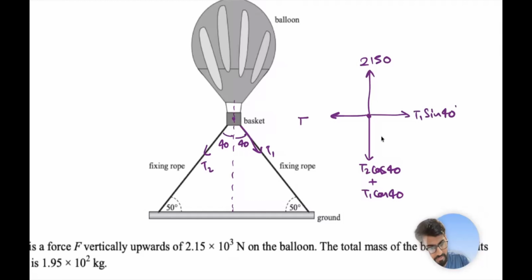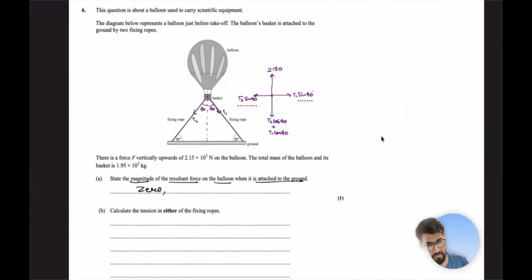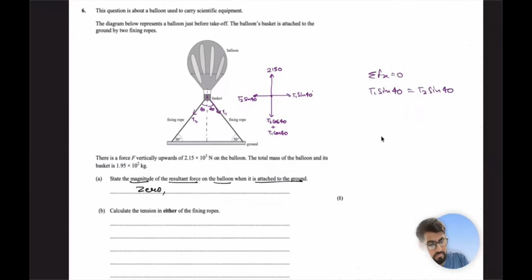And this will be T2 sine 40. I know that it has been tied, so fixed rope, it is not moving. So I can simply say that T1 sine 40, that is summation of Fx, is 0. T1 sine 40 is equal to T2 sine 40, so this will get cancelled out. So I will get T1 is equal to T2. So both the tensions in the rope are the same.